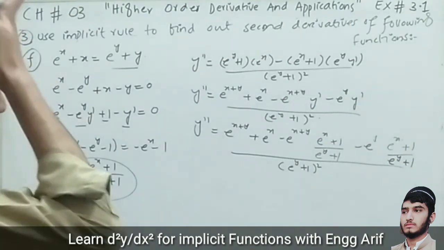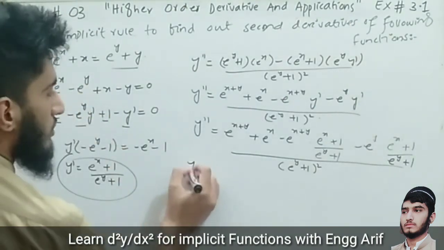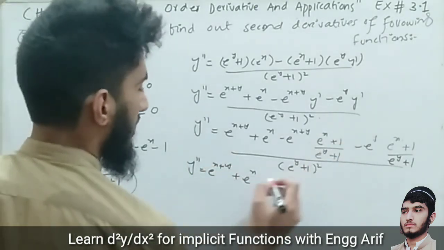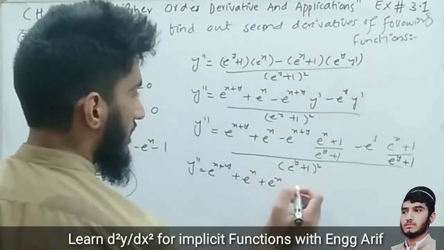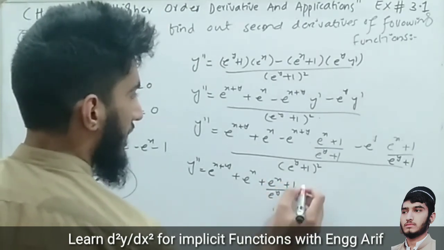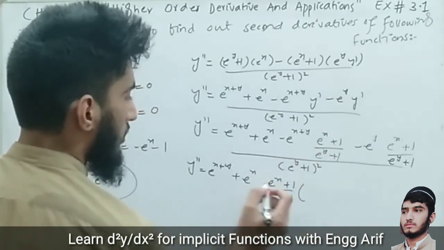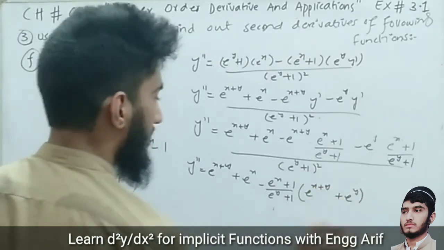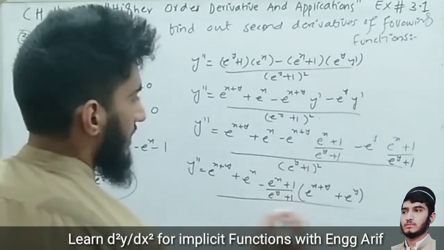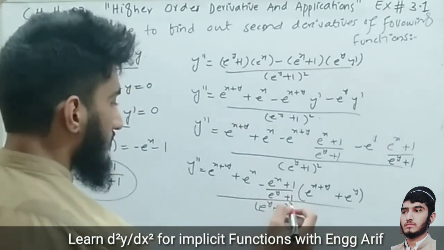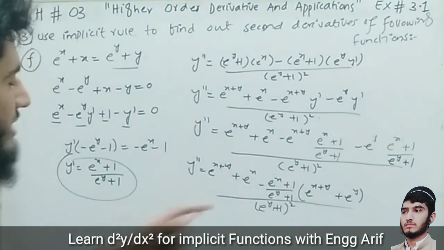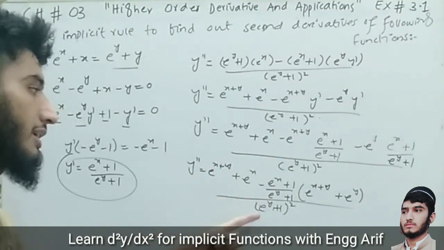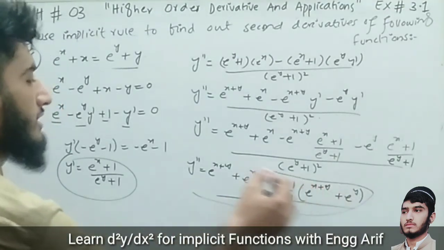Now after this, we can simplify it very easily. So y double dash will be e power x plus y plus e power x. From over here, take out e power x plus 1 and e power y plus 1 common, also take out minus common. So we are left with e power x plus y plus e power y, and whole divided by e power y plus 1 whole square. Now after this, you can simplify it very easily by taking LCM in the numerator and shifting the denominator. That will be actually our required second derivative.